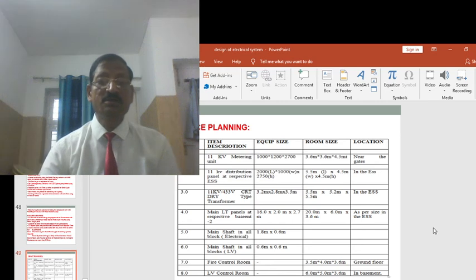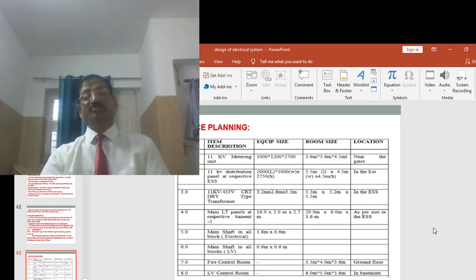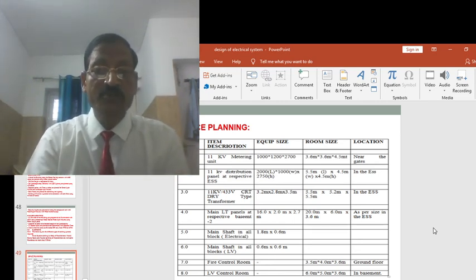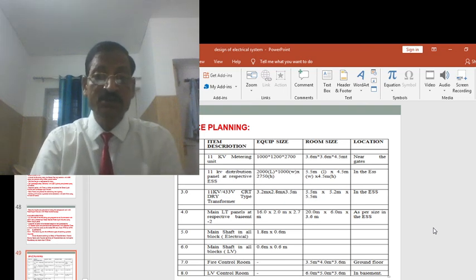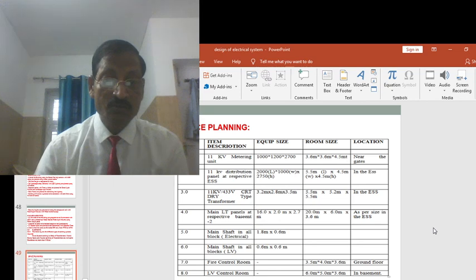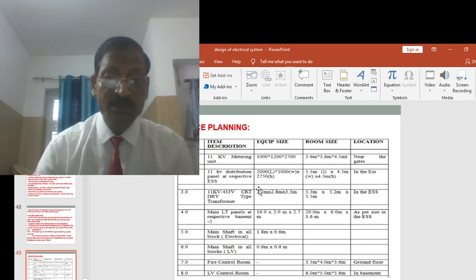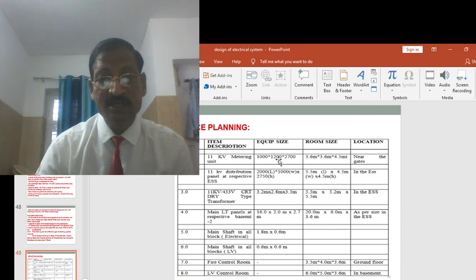Space planning. We have to do space planning for different type of equipment. So 11 kV metering unit, the size of the room required for 11 kV distribution panel, 11 kV CRT dry type transformers, main LT panel, main shaft in all blocks. So they are the tentative size of the equipment and size of the room and locations.